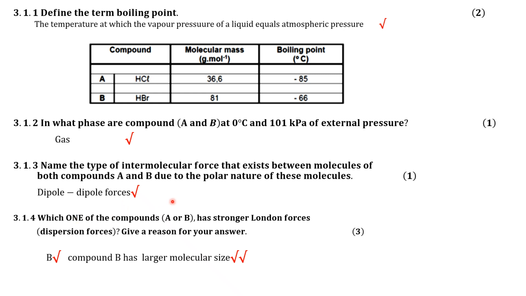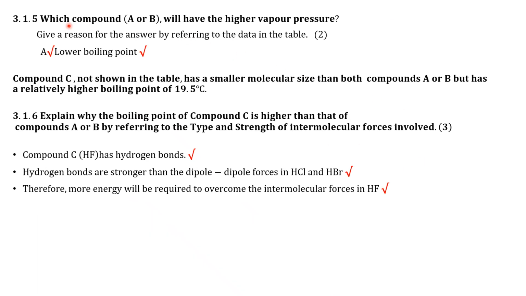Which one of the compounds A or B has stronger London forces? Give a reason for your answer. So, bromine is a larger molecule than chlorine, therefore bigger molecular mass, stronger London forces. So therefore compound B has a larger molecular size. Right? Bigger molecular size, stronger intermolecular force. Very important you know that. Which compound A or B will have the higher vapor pressure? So A, because it has the lower boiling point, right?